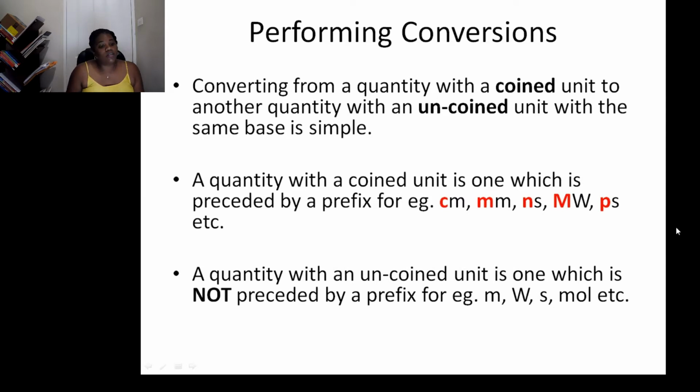Converting from a quantity with a prefixed unit to another quantity with an unprefixed unit with the same base is very simple. A quantity with a prefixed unit is one which is preceded by a prefix, for example, centimeter, millimeter, nanosecond, megawatt, picosecond, etc. A quantity with an unprefixed unit is one which is not preceded by a prefix, for example, meters, watts, seconds, mole, etc.